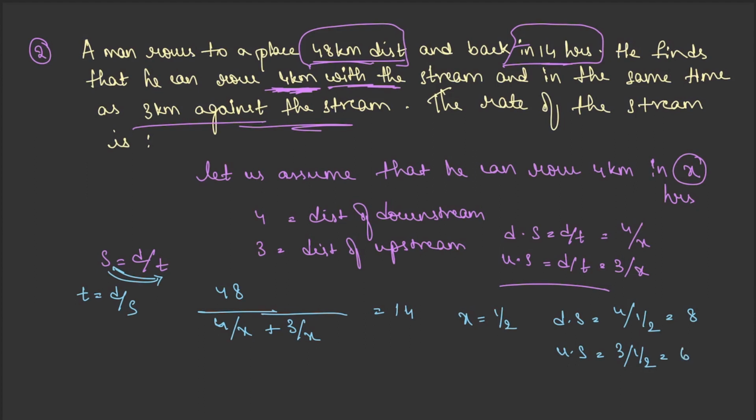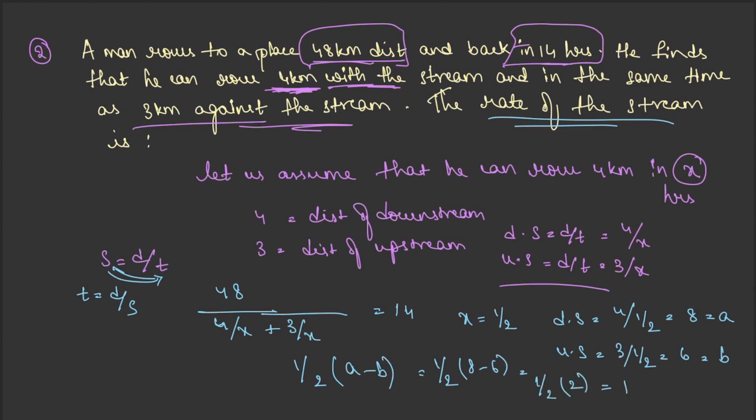Now, we've got downstream speed and upstream speed. Now, we've got the direct formula for rate of the stream. Rate of the stream is half of a minus b. As we've seen in the earlier videos, downstream speed is denoted by the letter A and upstream as B. So let us substitute the values of A and B. Half of A is 8 and this is 6. So half of 2, that is 1 kilometer per hour. This is the rate of the stream. So do practice as many questions as possible to understand the concept thoroughly.